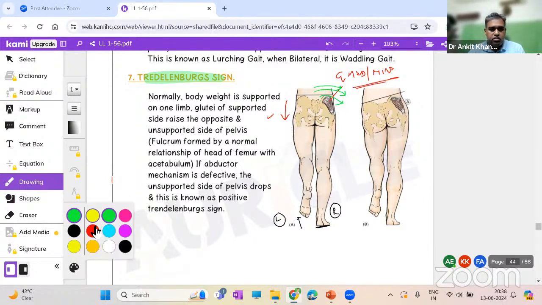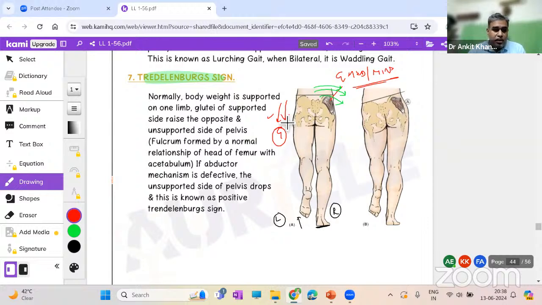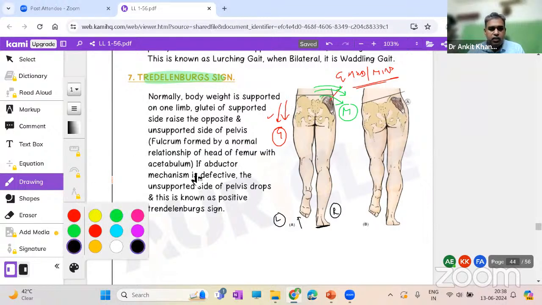Now see, gravity, I'm writing G over here, was pulling the left half of the pelvis down. But these muscles are pulling the pelvis to their side. So the left-sided pelvis finally slightly ascends, so you can lift the left foot off the ground easily and you can walk. You're getting the point. This is how gluteus medius and minimus normally work.